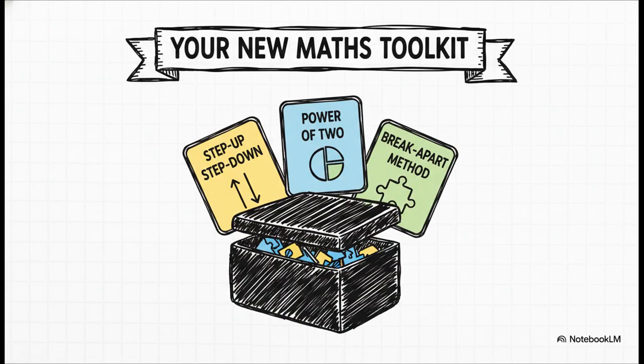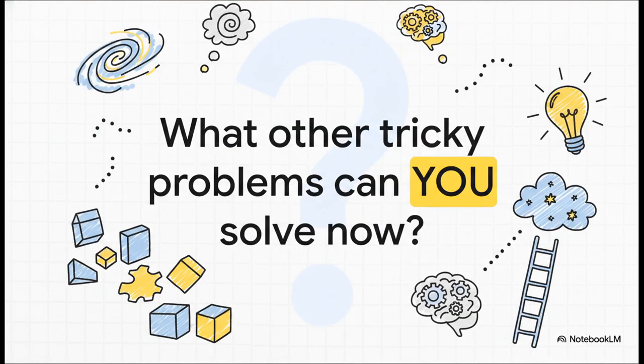So let's recap what's in your new toolkit. You've got the step up and step down for building on the facts you already know. You've got the power of 2 for all that clever doubling and halving, and of course, the super versatile break apart method. With these tools in your pocket, you are totally ready to take on multiplication problems with a whole new confidence. So, I've got one last question for you. What other tricky problems are you going to solve now? Go on, give it a try.